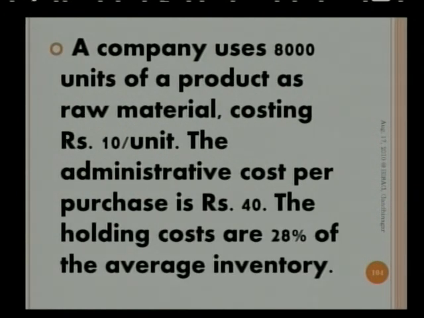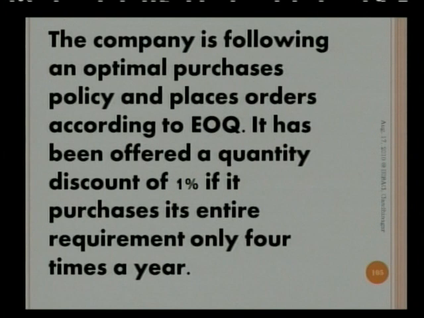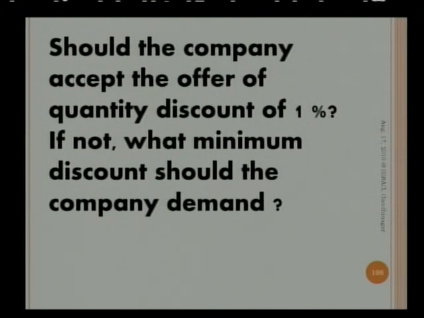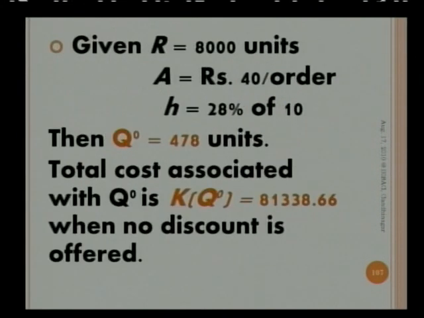Let's see how to compute this discount. Suppose a company has 8,000 units, costing 10 rupees per unit, the ordering cost per purchase is 40 rupees, and the holding cost is 28% of the average. The condition given was, if it is offered a quantity discount of 1% when it purchases its entire requirement only 4 times a year, so the number of orders is fixed. Should the company accept the offer of a 1% quantity discount? If not, what minimum discount should the company demand?